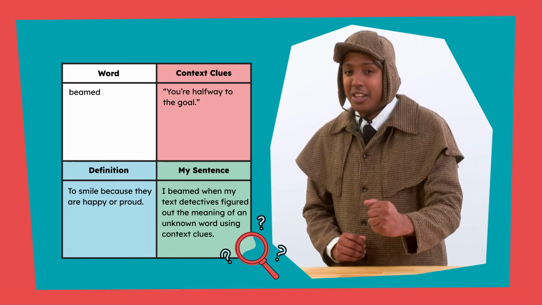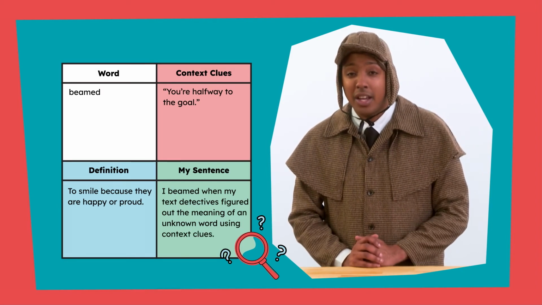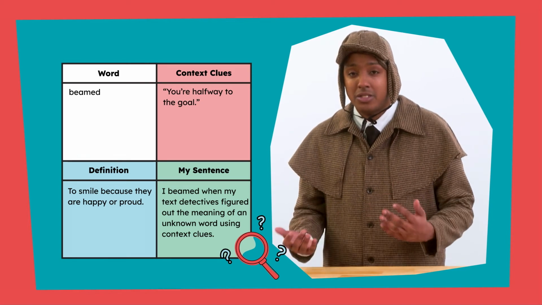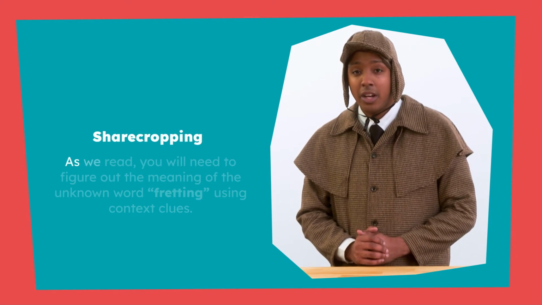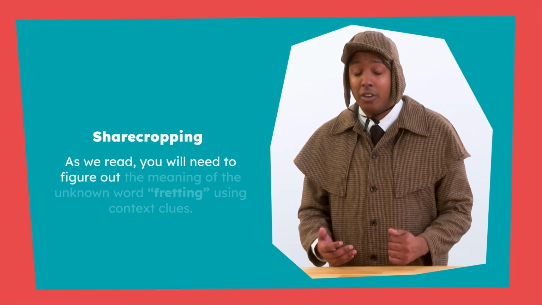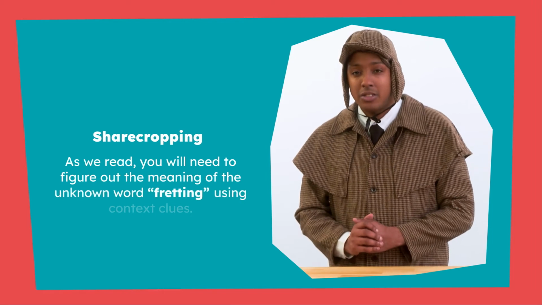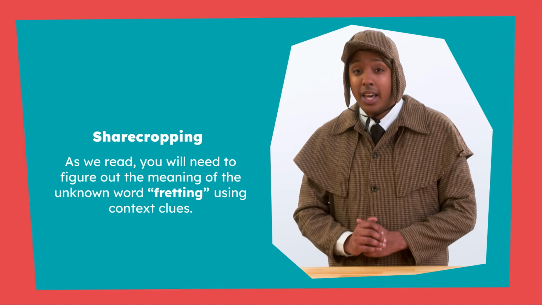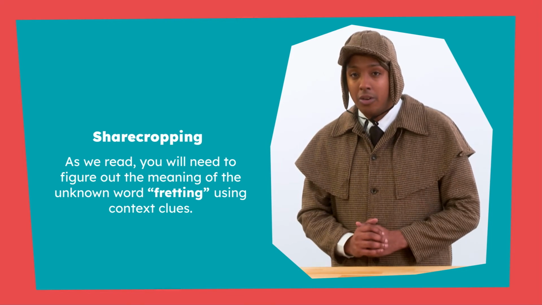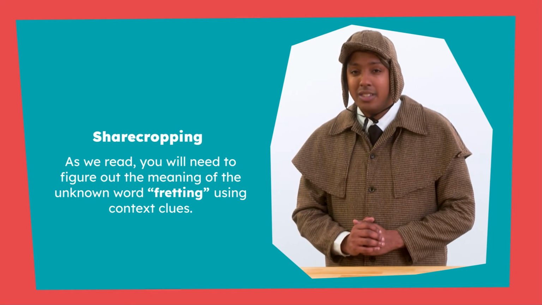Great work, text detectives. Can you help me figure out the meaning of another unknown word using context clues? You can? Excellent. Let's keep going. The next page that we will read from Dear Mr. Rosenwald is titled Sharecropping. As we read, you will need to figure out the meaning of the unknown word fretting using context clues. You watched me do the first page, we did the last page together, and now it's your turn on your own. Are you ready, text detectives? Let's get started.